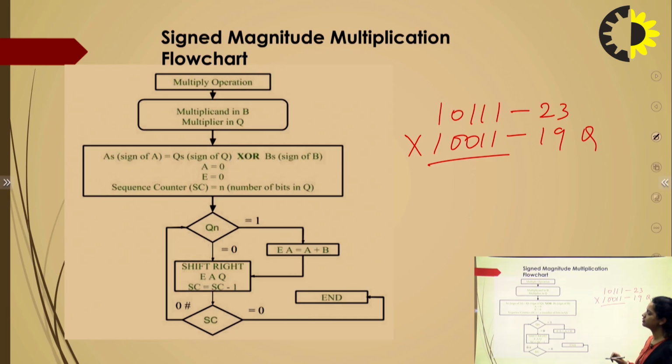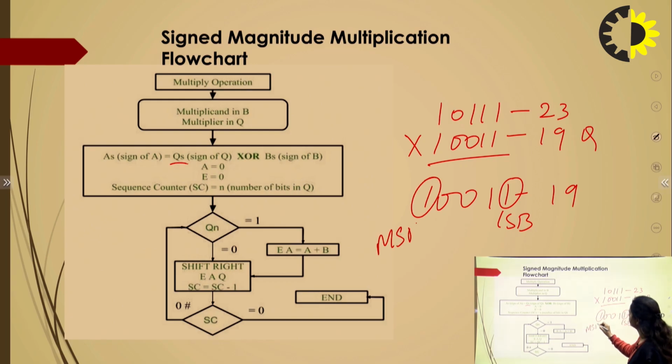Now what is this Qn over here in the second step? The least significant bit of the multiplier, that is this 10011, that is 19. So the LSB is this bit and the MSB is this bit, the first bit. So the least significant bit of the multiplier, that is 19, which is held in the variable Q, will be used for performing a lookup operation. That is our Qn. And what is Qn? Qs is the sign bit, the most significant bit.